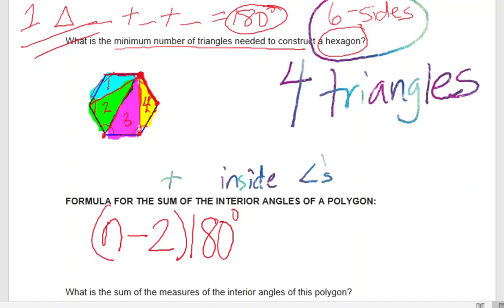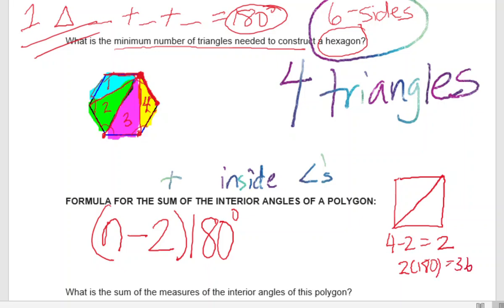So let's say we had a square. It has 4 sides. 4 minus 2 equals 2, which means we can construct 2 triangles. And 2 times 180 equals 360, which means the 4 angles add up to 360 degrees, which should make sense because a square has 4 right angles, 4 90-degree angles. 4 times 90 is 360.